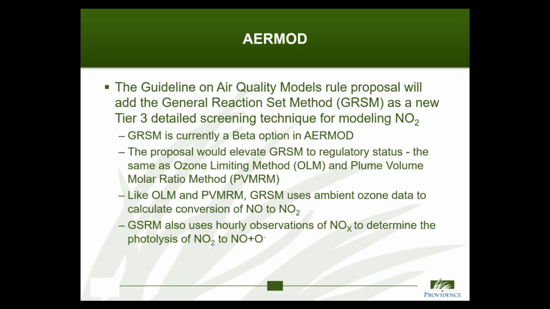Now, like OLM and PVMRM, GRSM uses ambient ozone data to estimate the conversion of NO to NO2, but unlike those two, it uses hourly observations of NOx to estimate the photolysis of NO2 to NO plus the odd oxygen atom. So in the actual NO2 chemistry in the atmosphere, not only is NO converted to NO2, but NO2 is split into NO via photolysis using ultraviolet radiation.